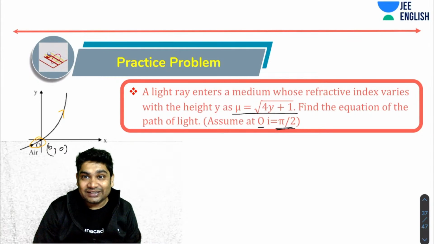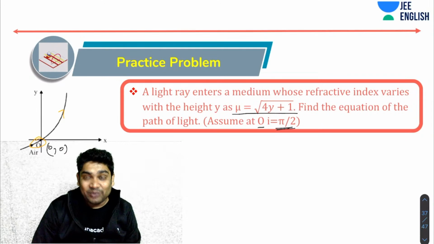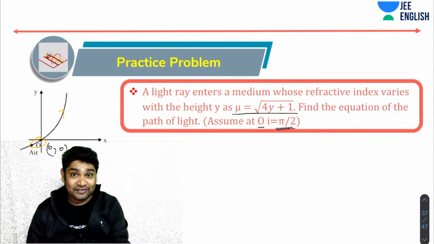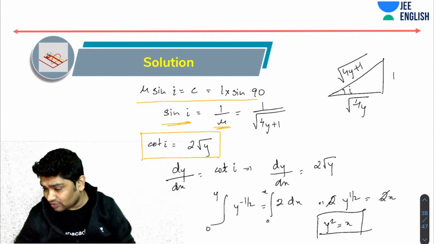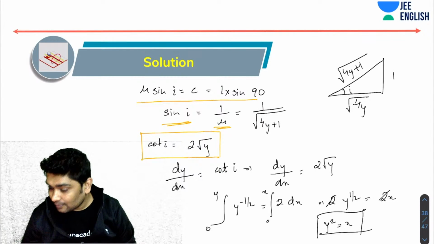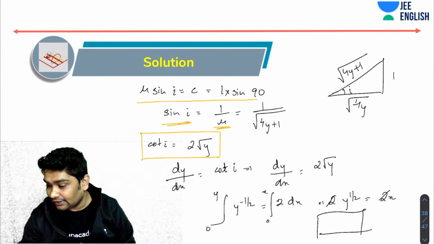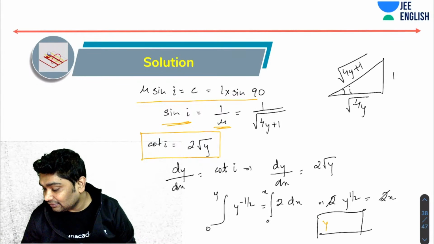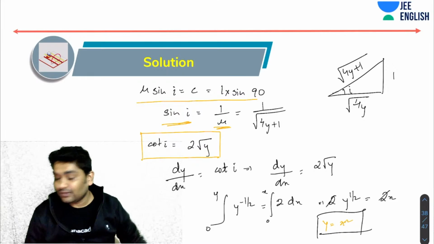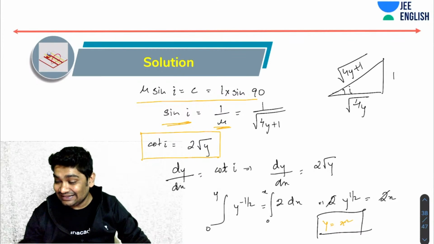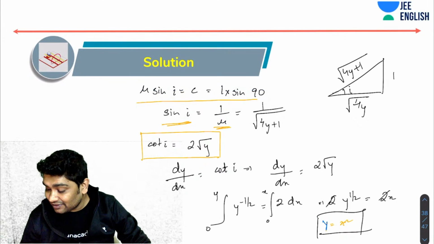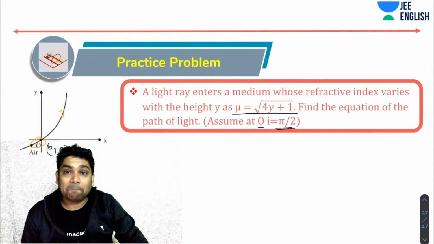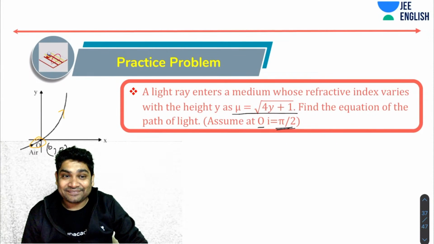Okay, so this was how the mu was varying, and the equation of the path that we are getting is y square equals x. Right, this is the equation. You will realize this is a parabola. This is what I can see. Correct?